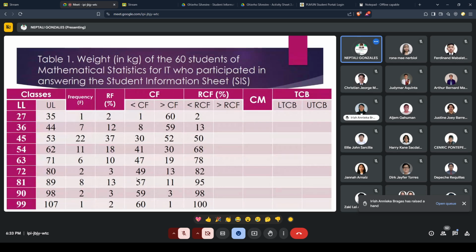Next, greater than relative cumulative frequency. Your point of origin is the greater than cumulative frequency, we start with 100% because 60 divided 60 times 100 is 100%. 59 is the same with this one, so it's 98. Next, 52 divide 60 times 100 is 87. This one is the same with this one, so it should be 50%. Next, greater than relative cumulative frequency.